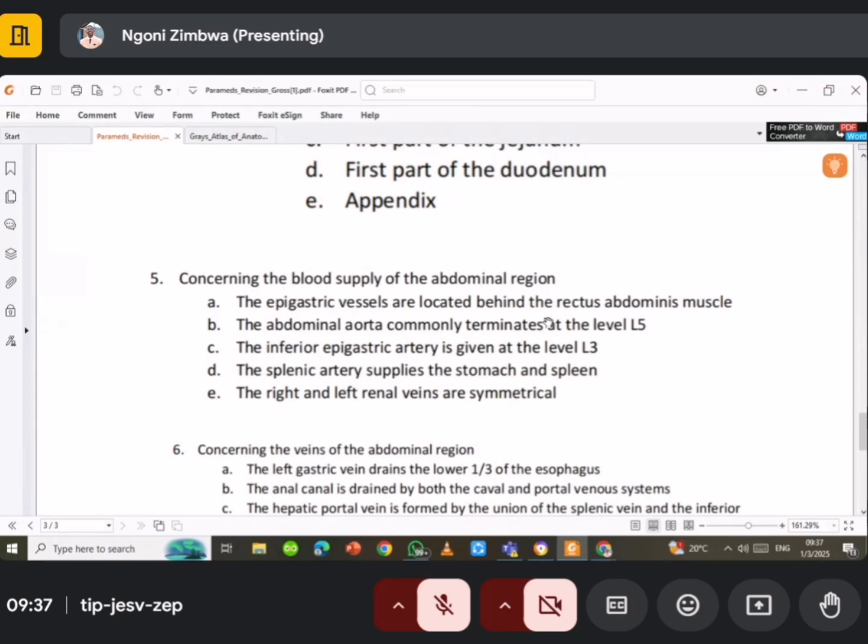E, the right and left renal veins are symmetrical. What do you think?